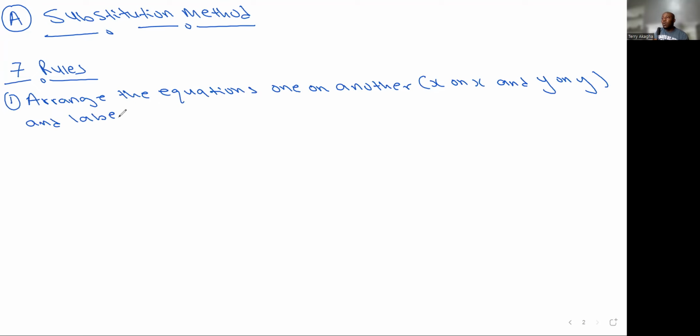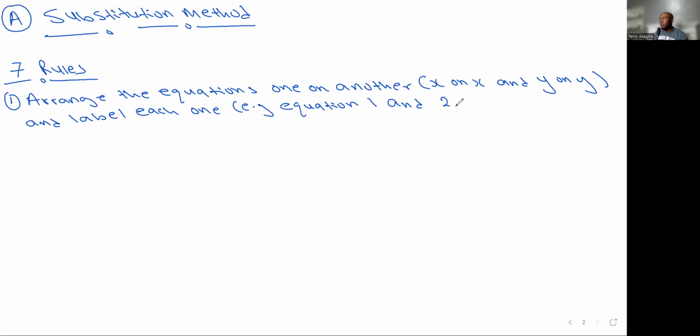Then when you do that, you now label. So you can call the first one on top equation 1, and the second one you can call equation 2. So you now label each one. All right, so for instance, you have equation 1 and equation 2.